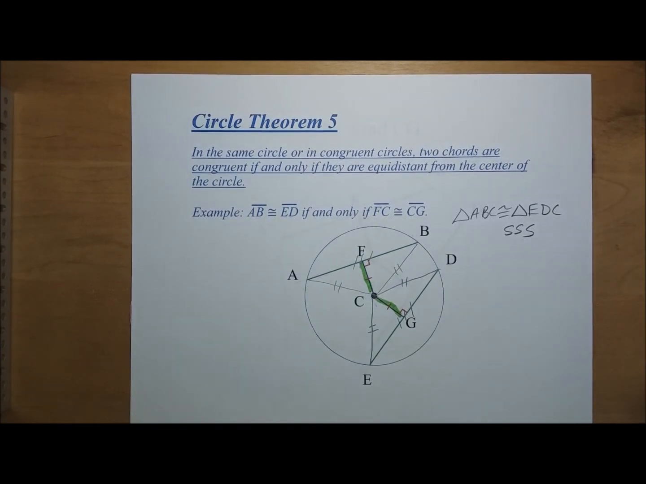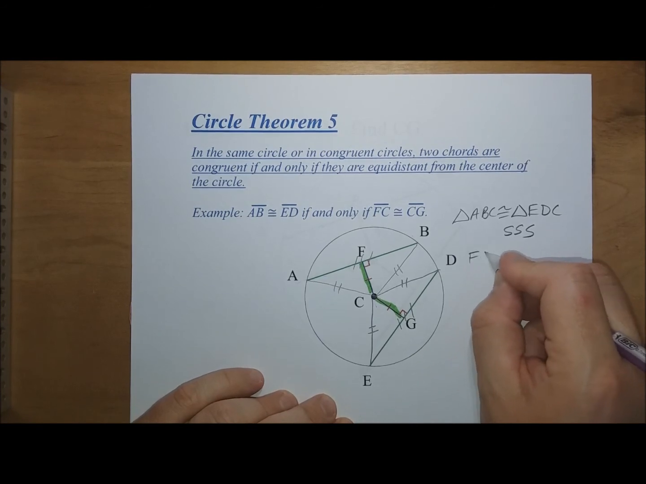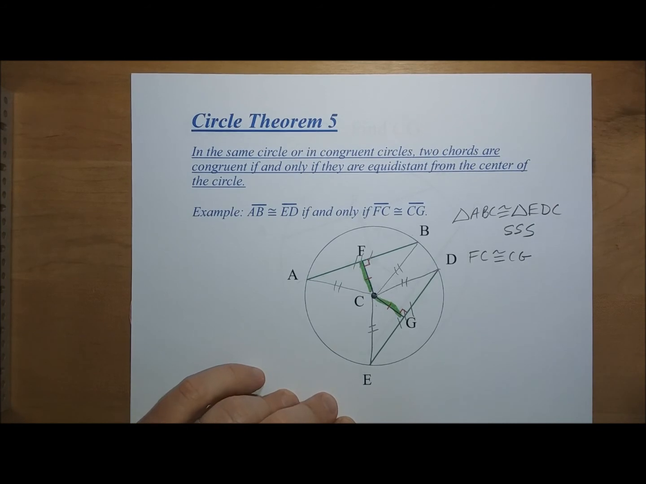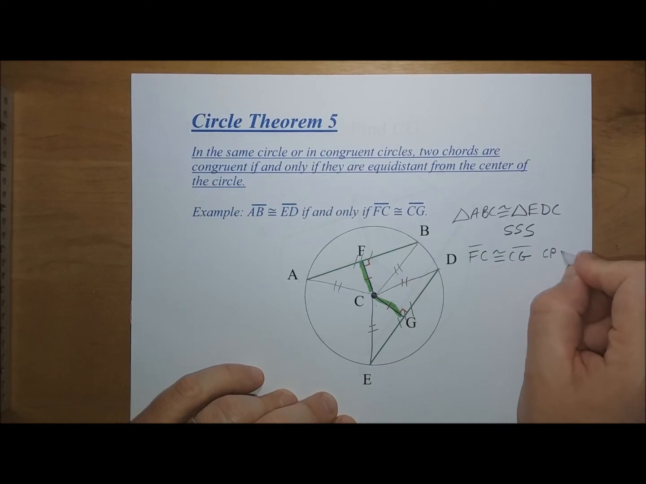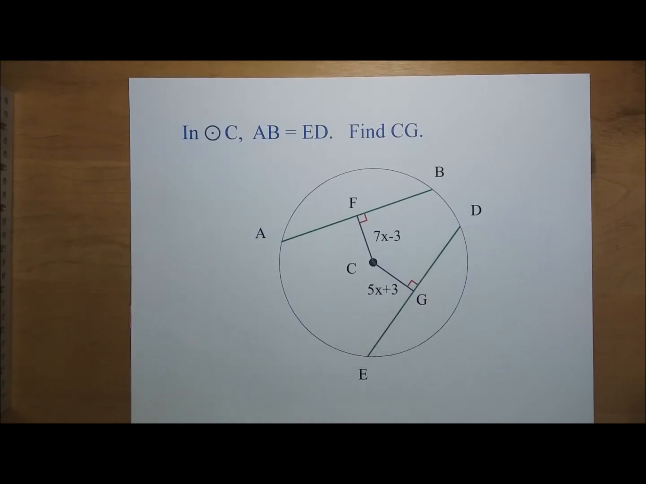The reason is we have side, side, side congruence. Now, since these two triangles are congruent, all of their corresponding parts are congruent, including FC must be congruent to CG, because these are corresponding altitudes. FC must be congruent to CG. Corresponding parts of congruent triangles are congruent, and yes, altitudes are corresponding parts in these congruent triangles.